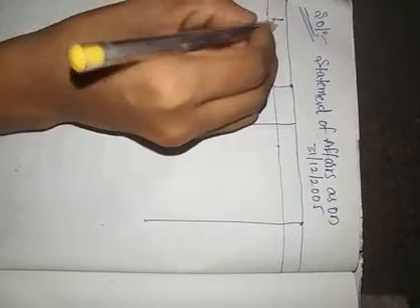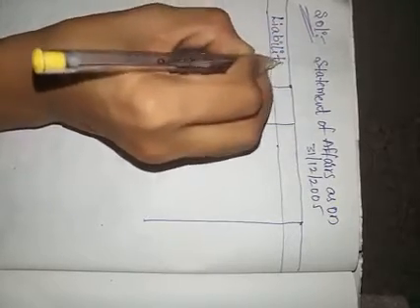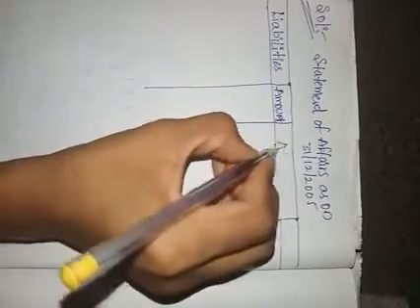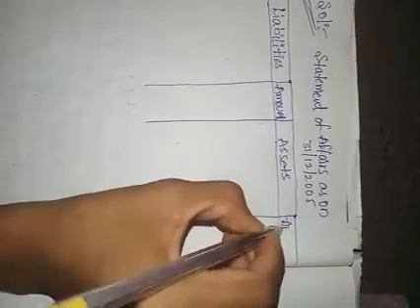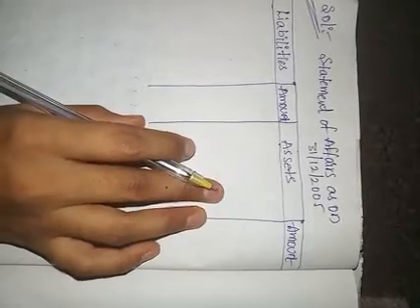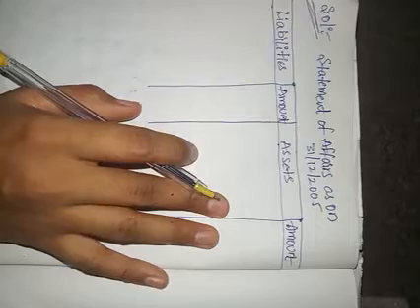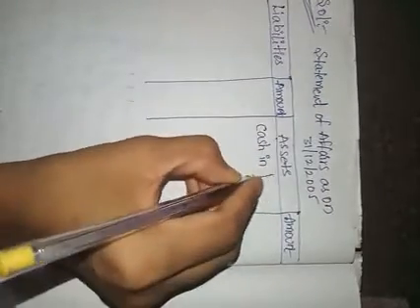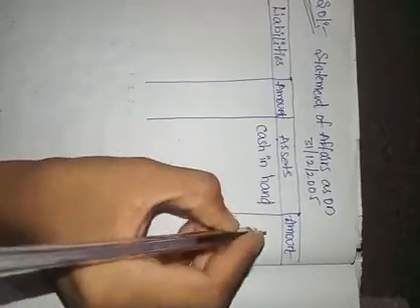The balance sheet pro forma is liabilities, amount, assets, amount. Under this, first come to the asset side. At the end of the year, what is the position? First is cash in hand. Before doing the problem, first you should know the pro forma. Cash in hand is rupees 600.